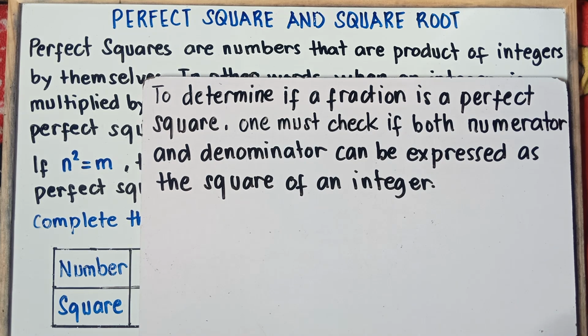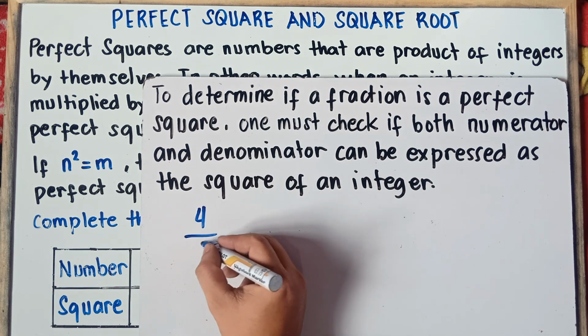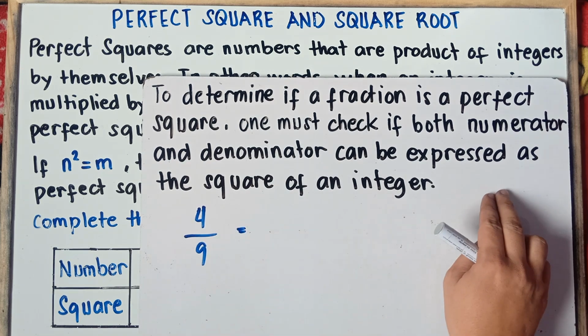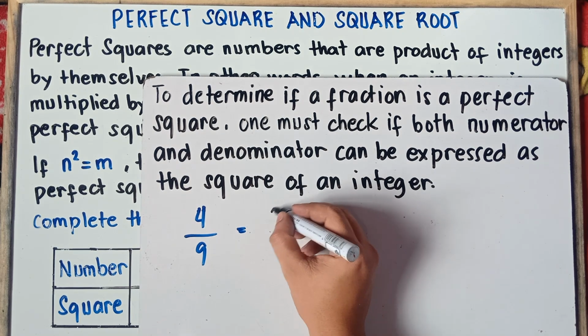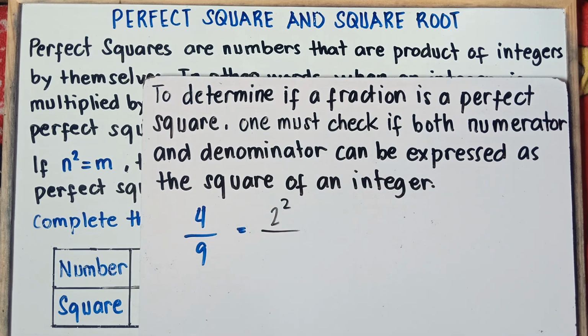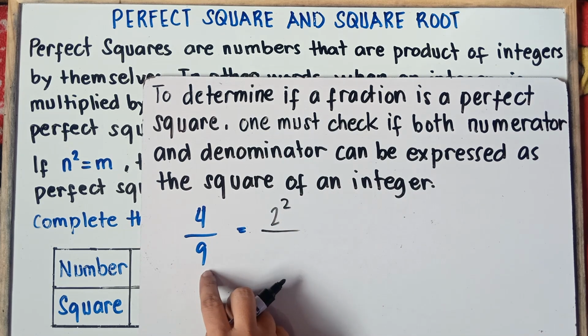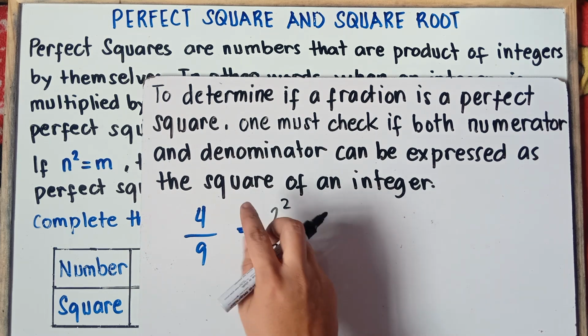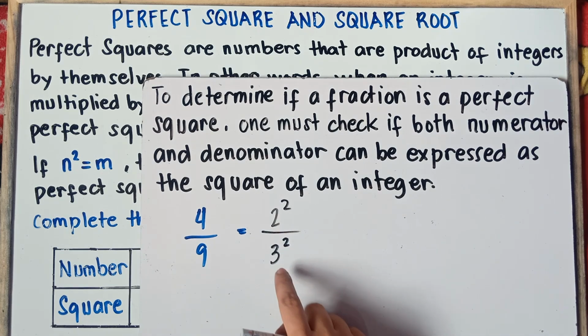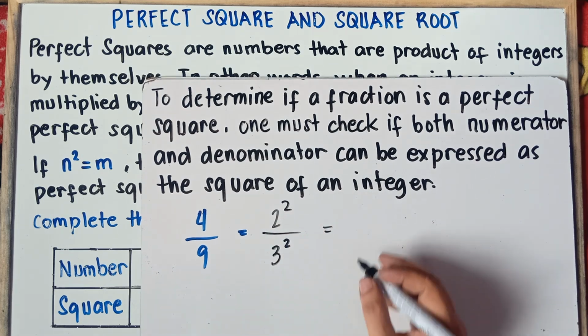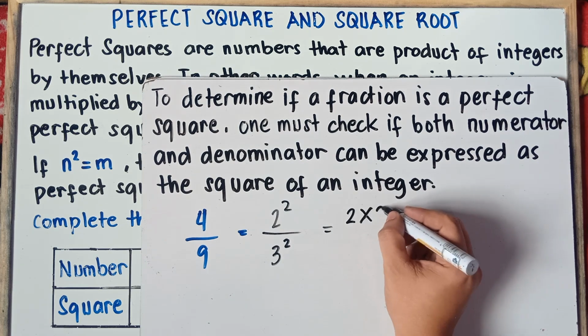Example, class: 4 over 9. Can we express this one as the square of an integer? Yup, we can. For 4, we can write 2 squared, right? 2 squared is just the same as 4. And for 9, we can write 3 squared, right? We can express them as the squares of integers: 2 squared, then 3 squared. Once again, 2 squared means 2 times 2.